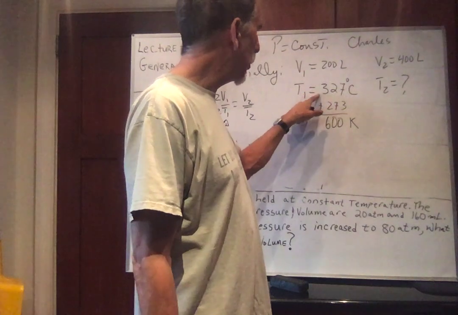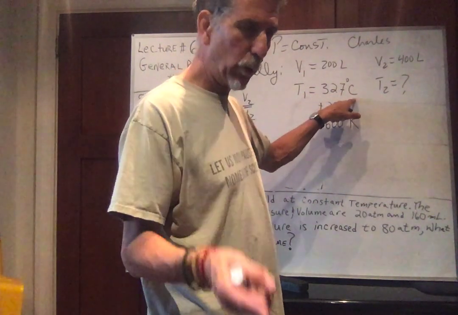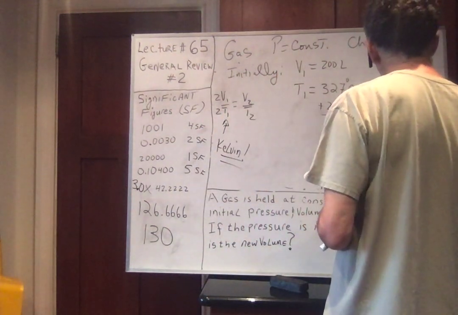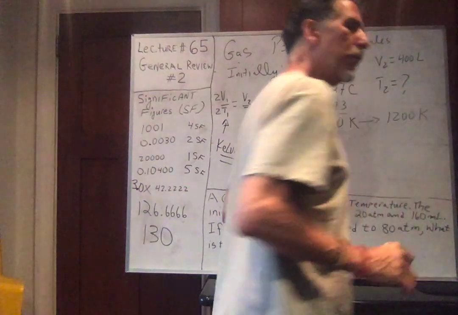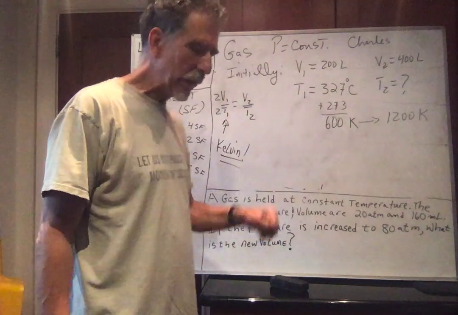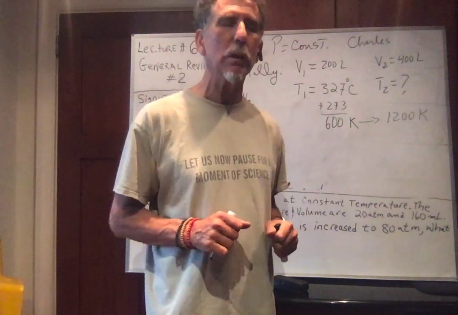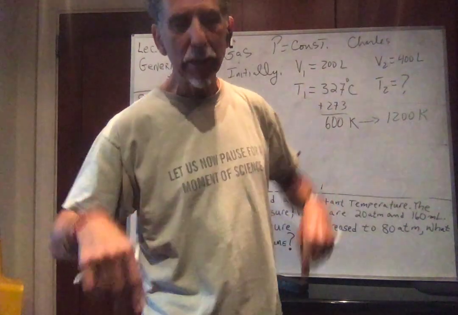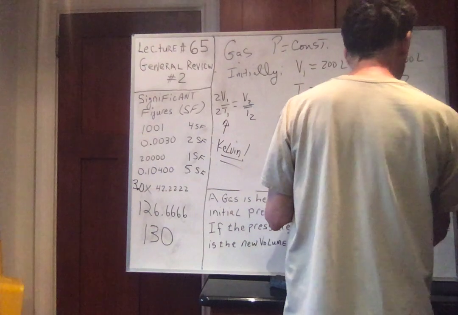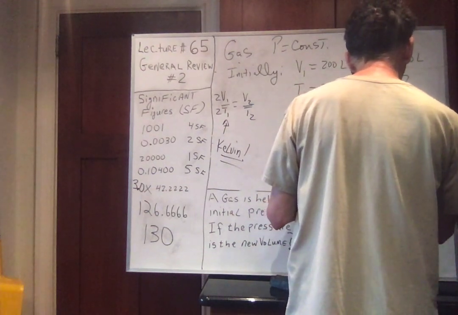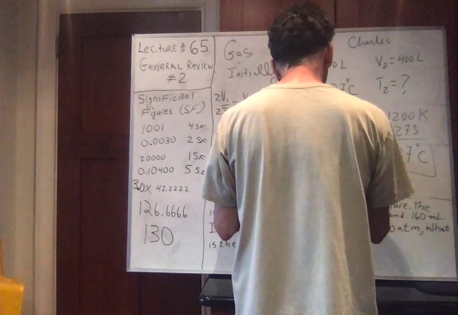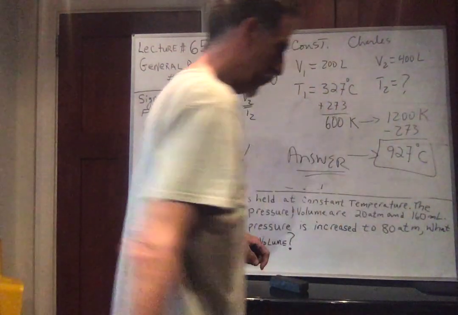Notice I cannot just double the temperature in degrees Celsius. That's wrong. You must convert to Kelvin, double it, so 600 Kelvin becomes 1200 Kelvin. And if we want the answer back in Celsius, you remember how to get back to Celsius? Well, to go from Celsius to Kelvin, you add 273. So to go from Kelvin back to Celsius, subtract 273. Okay, and what is that? I don't know, 927 degrees Celsius. So that's our answer, if I subtracted correctly.